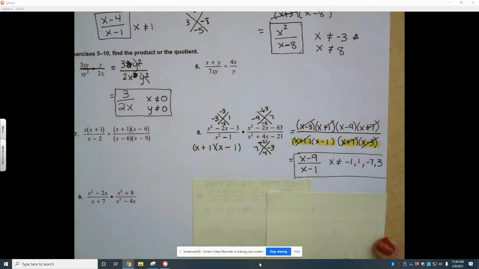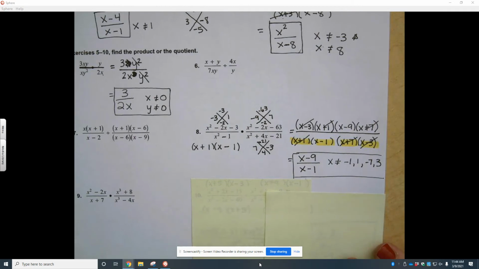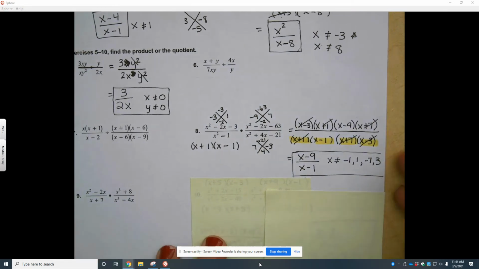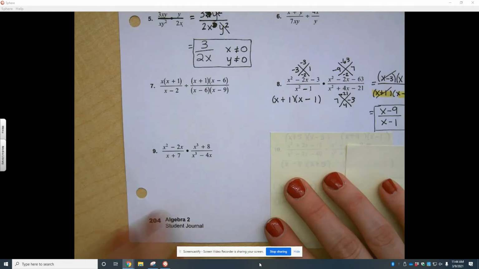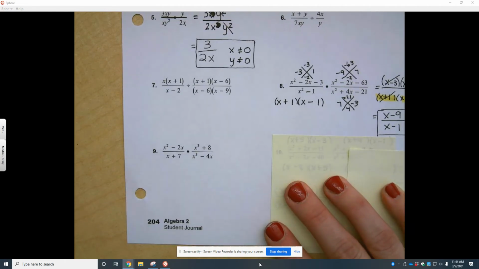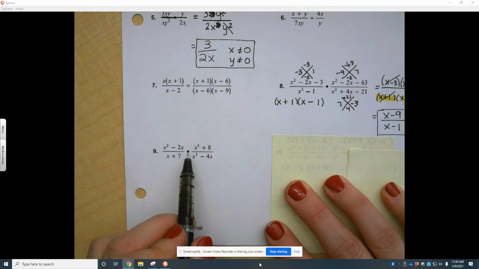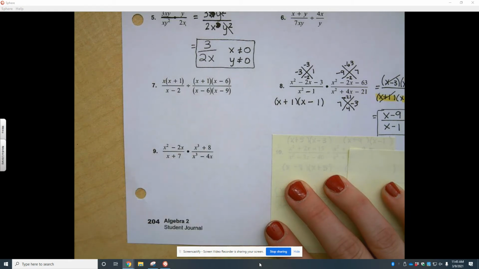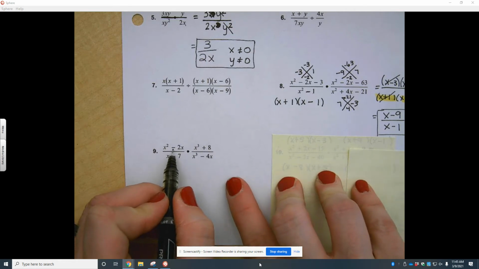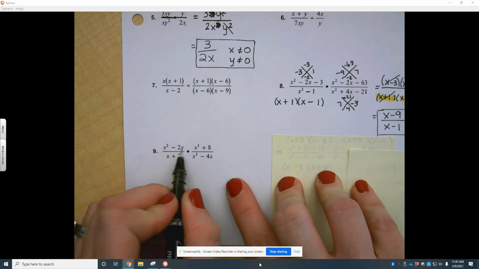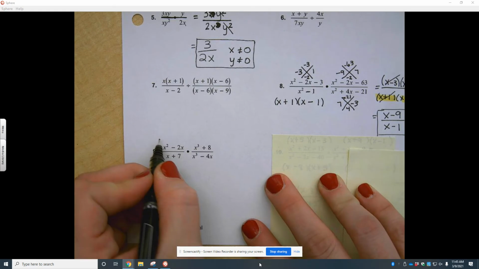And you can't divide by 0. All right, let's do one more multiplication. Number 9. All right, so I see squared, and then I see some 3s in here that we're going to have to watch out for. So let's see if GCF will work first, which if I look at this, they both have an X in them, so I can do GCF for this first one.